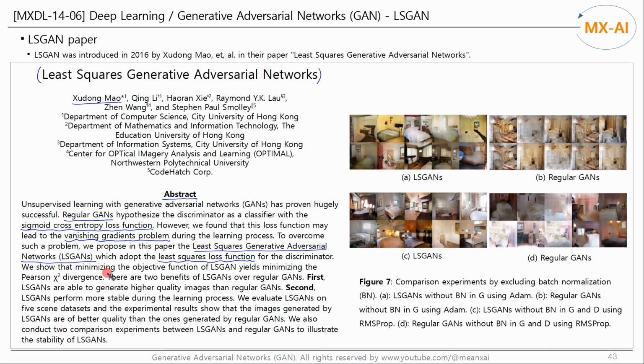We show that minimizing the objective function of LSGAN yields minimizing the Pearson chi-square divergence. Minimizing the objective function of regular GAN yields minimizing the Jensen-Shannon divergence, as we saw in the first video of this series. There are two benefits of LSGANs over regular GANs. First, LSGANs are able to generate higher quality images than regular GANs. Second, LSGANs perform more stable during the learning process. We evaluate LSGANs on 5 scene datasets, and the experimental results show that the images generated by LSGANs are of better quality than the ones generated by regular GANs.